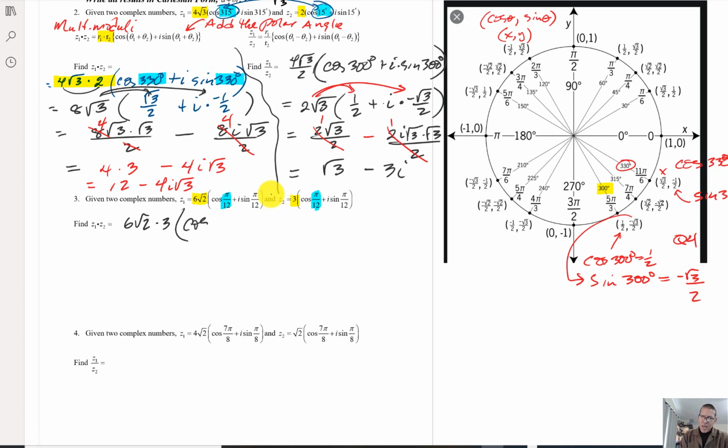So we're going to take the cosine of the first angle, pi 12ths, plus the second angle, pi 12ths, plus I times the sine of the sum of the angles. Again, you add the polar angles, pi 12ths plus pi 12ths. They happen to be the same. Now pi 12ths is just 1/12. When you add 1/12 pi to 1/12 pi, you get 2/12 pi.